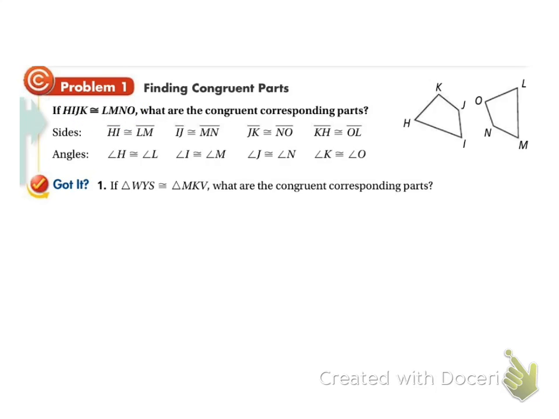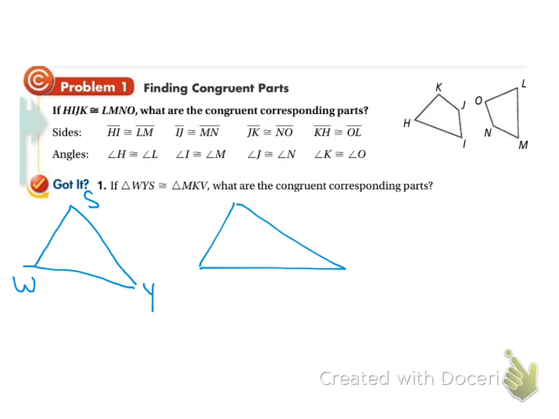Our got it problem, they don't give us a picture, but I can draw a picture. W, Y, S, and M, K, V. So I can draw my pictures, but it might be better in this case to look at the statement because your pictures might not be drawn correctly. So if I take the first two letters, WY, and the first two letters over here, MK, WY is congruent to MK.